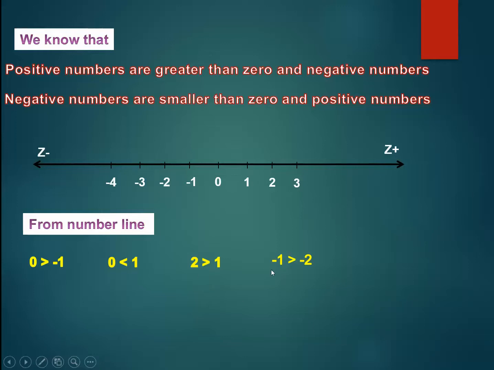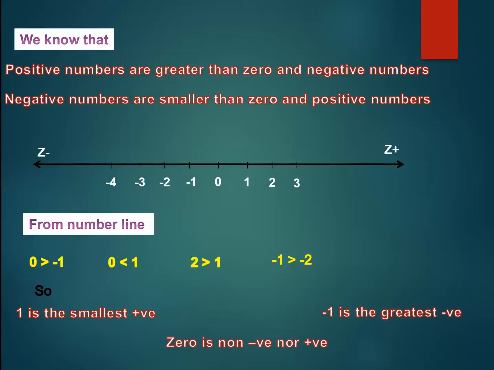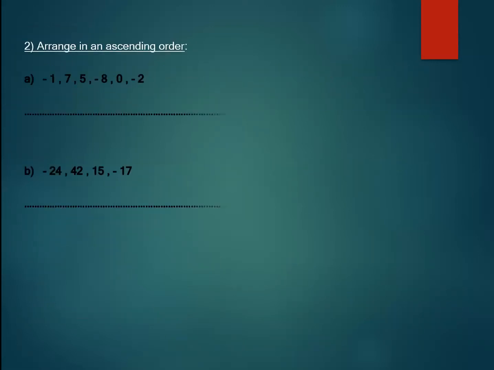So 1 is the smallest positive, and negative 1 is the greatest negative number. What about 0? We said before, 0 is neither negative nor positive.